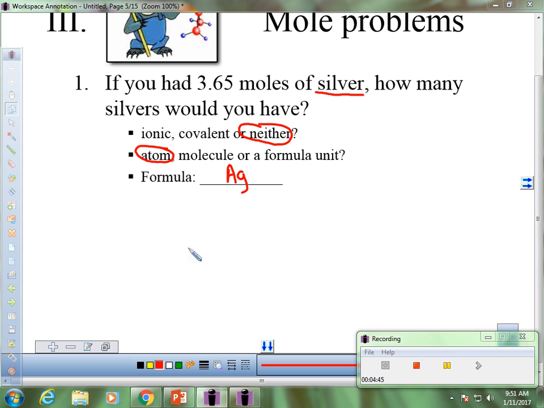So to start the converting process, which is what we're going to be doing, you're going to find your number, and it's 3.65, and then moles. And then the abbreviation for mole is MOL. And I'm sorry, you can put the E and you can put the S, but that is the abbreviation. So we have the number and we have the unit. The unit is always right behind the number. And then you're going to write the chemical symbol, and the chemical symbol is Ag. So let's recap. Number, unit, symbol.